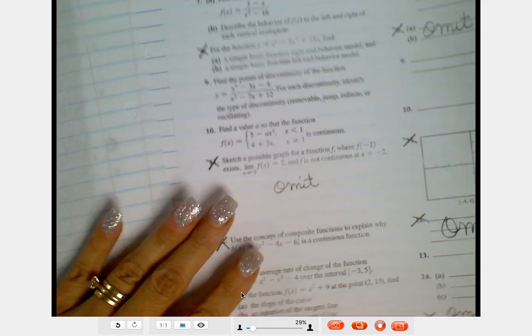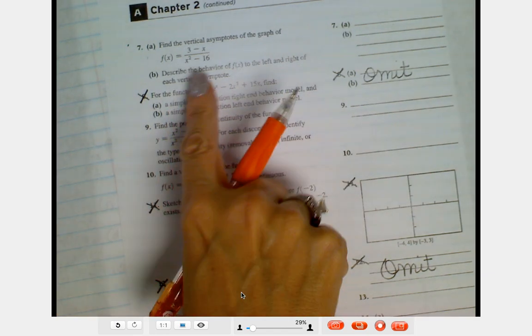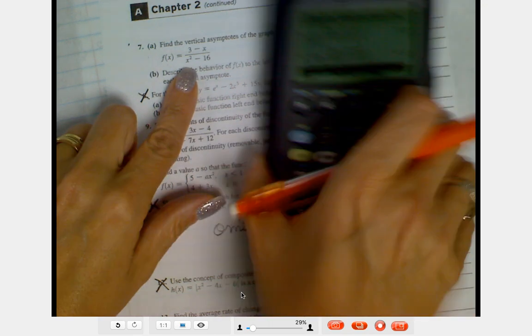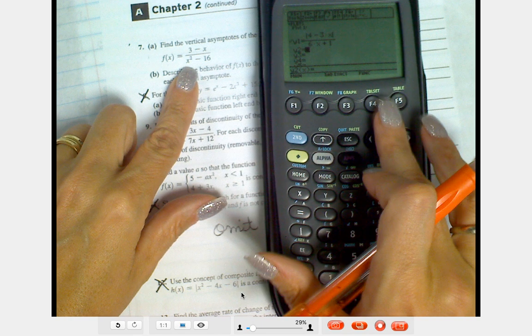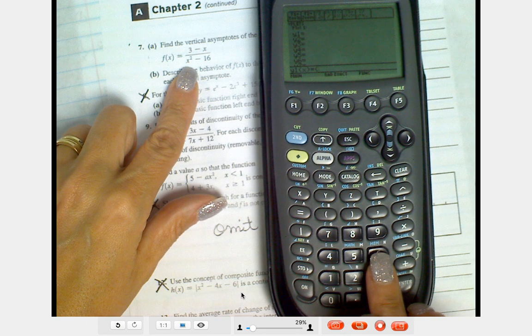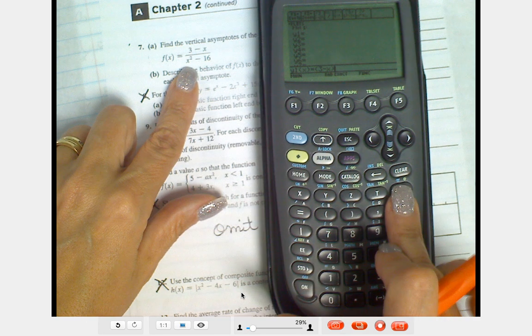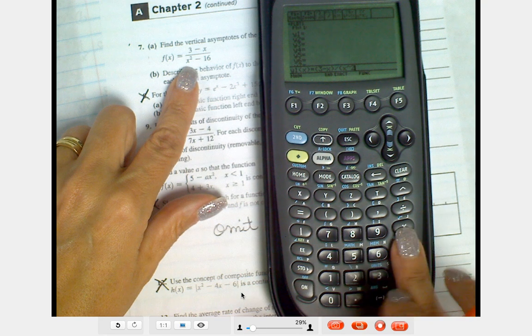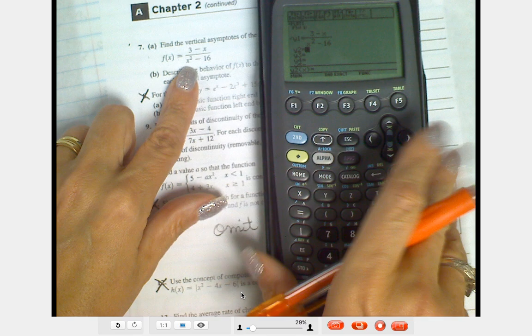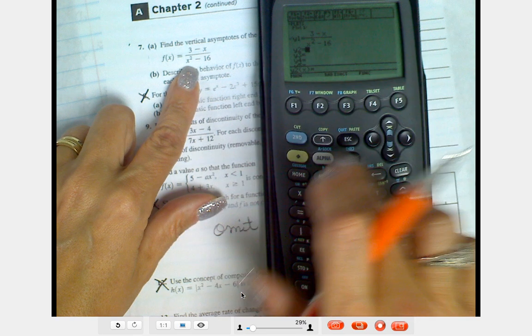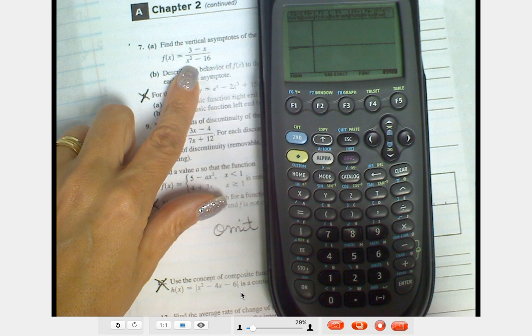Okay, let's flip it over. And look at the back side, number 7. Find the vertical asymptotes of the graph. So I'm going to go to my y equals. I'm going to type in parentheses 3 minus x, close, divided by x squared minus 16, close. Make sure that that looks like what I need it to. And I'm going to graph it, and I'm going to have to fix my graph.